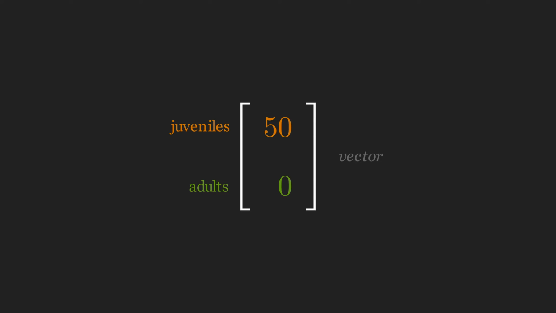But for now, we're not gonna pay much attention to that label. It's just a way of saying these numbers go together and the order matters. Because if we swap them around, we'd be talking about a completely different population, with 0 juveniles and 50 adults. So this is our starting point, not 50 rabbits, but 50 young and 0 adults. We'll call this the state of our population.